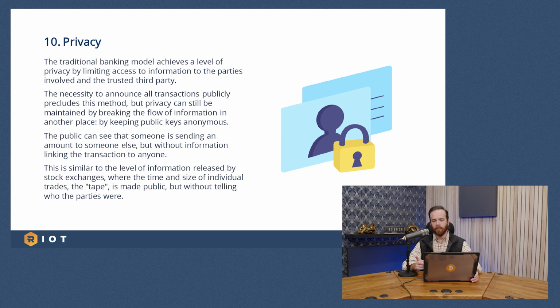But privacy can still be maintained by breaking the flow of information in another place, by keeping public keys anonymous. Now, he says anonymous here. I'm going to put pseudonymous. Well, that's an interesting thing, because the public keys technically are the pseudonyms. So it'd be kind of redundant to say we're going to keep the pseudonym pseudonymous. So yeah, let's keep anonymous there.